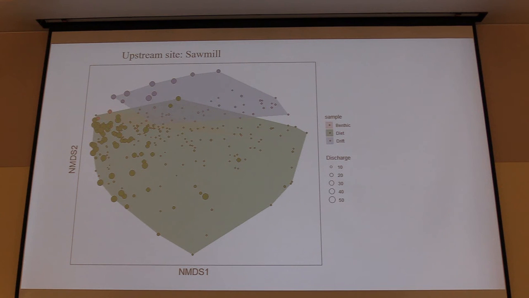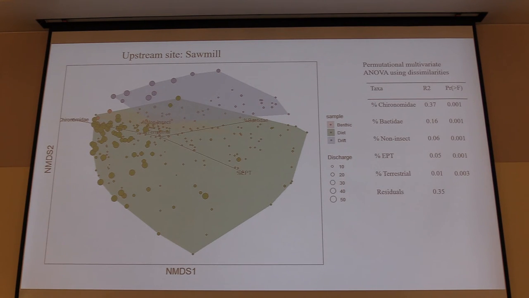And as you see at our upstream site, as I said earlier, we saw those strong shifts in taxonomic composition in all three of the communities, so the benthic community and the drift community and in our diets. There was a strong shift towards chironomid larvae during those peak discharge events, whereas our base flow conditions largely exhibited baetids as well as other EPT taxa. And chironomids alone explained as much as 37% of variability when fitting in an environmental vector to our ordination data.